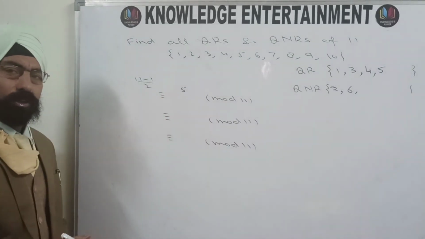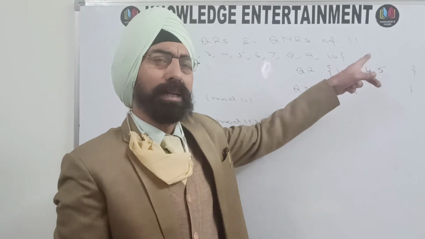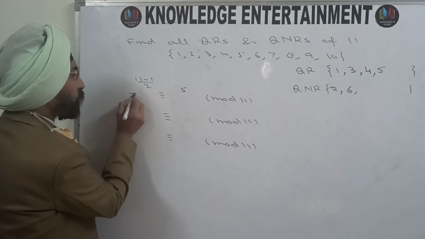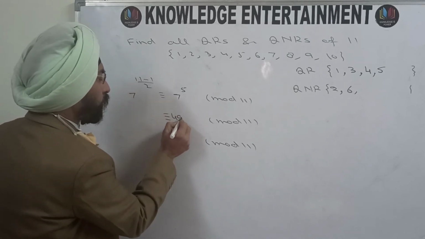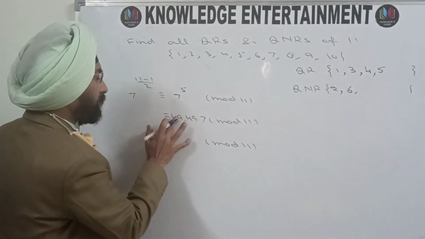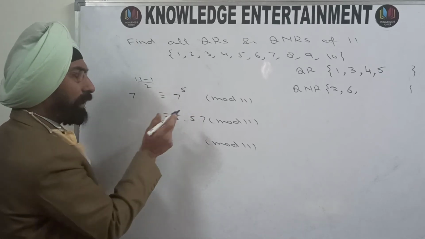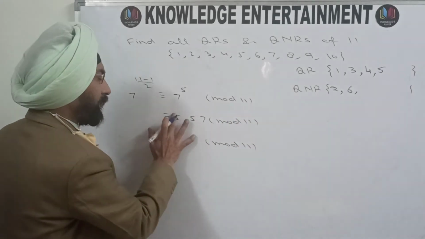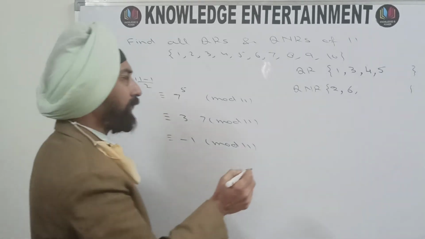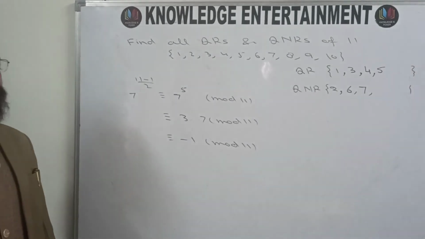Let us check the next number, 7. We will have to follow the process till we have 5 numbers in one set. At any place you will get the 5 numbers, the rest of the numbers will be placed in the other set. So 7 raised to the power 5. You can break it into 49 into 49 into 7. 49 divided by 11 will give you the remainder 5. Once again 5, and 5 into 5 is 25. 25 divided by 11 will give you the remainder 3. 3 into 7 is 21, and 21 means minus 1. So 7 is also being placed in the second set, quadratic non-residues.